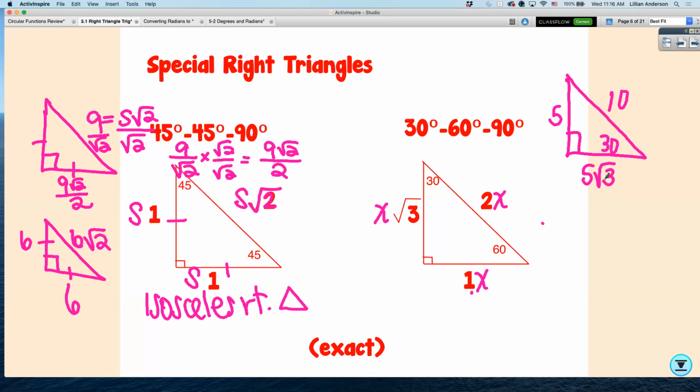How many degrees are in a triangle? 180. So even though it doesn't say that's 60 degrees, if you have a 90 and 30, 60 is what makes up the remaining 180 degrees. Okay.